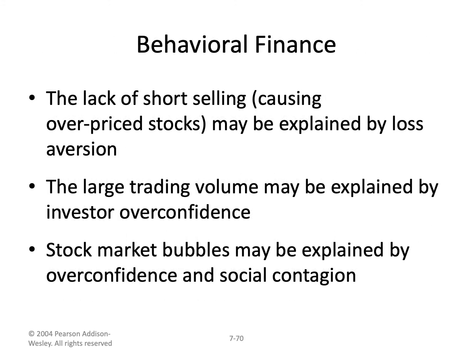There's been a lot more research in behavioural finance to try and explain stock market behaviour, trying to show the lack of short selling causing overpriced stocks may be explained by loss aversion. There should be more short selling than there is, and large trading volumes may be explained by investor overconfidence, and stock market bubbles may be explained by overconfidence and social contagion. But this is a very, very big subject and needs a lot more research and looking at in your own right.